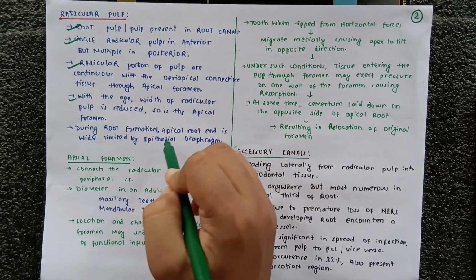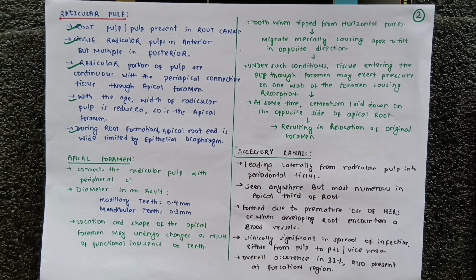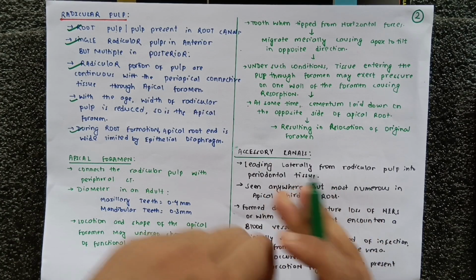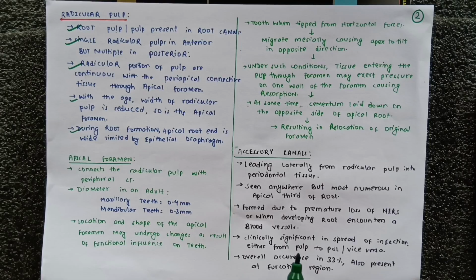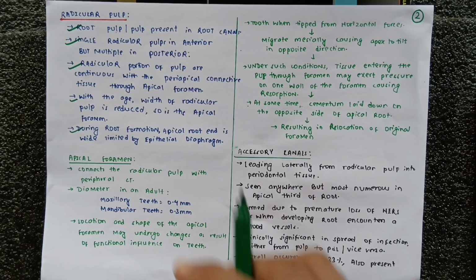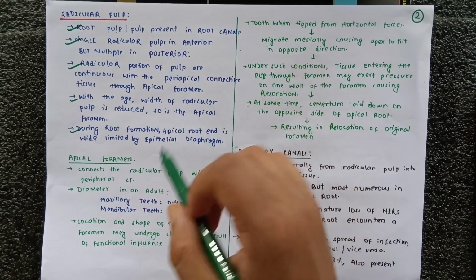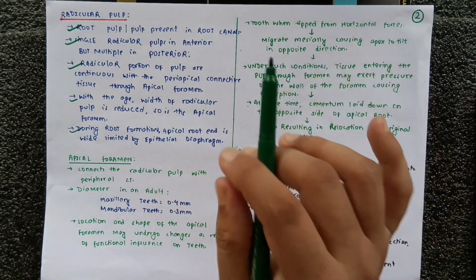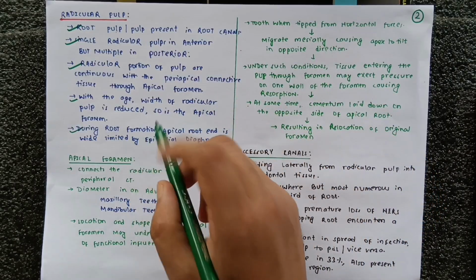After that, during root formation, the apical root end is wide, limited by the epithelial diaphragm. The apical root end is wide during root formation, but it is limited by the epithelial diaphragm. I have cleared this concept of the epithelial diaphragm and Hertwig epithelial root sheath in the development of the tooth video, in the advanced bell stage, where I discussed this topic in a very critical way so that everyone can get the proper concept. So you should watch that video.